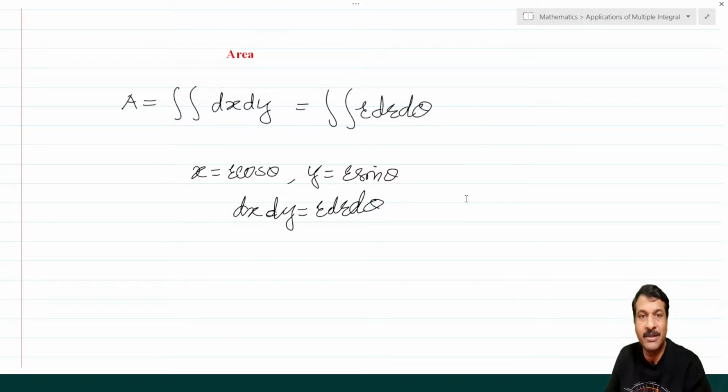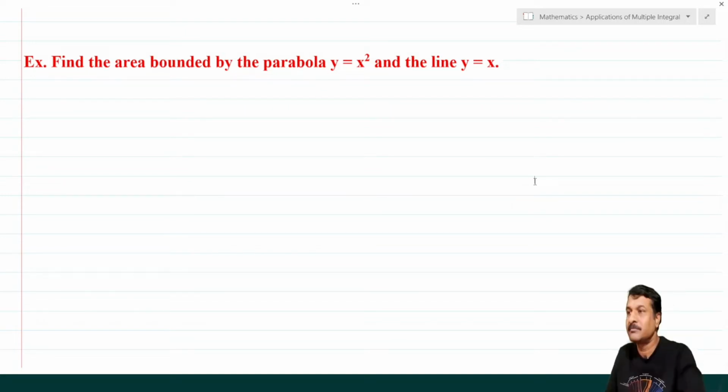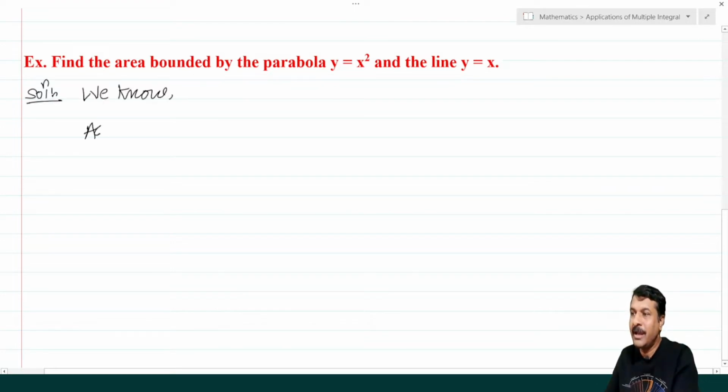Let's consider one example. Find the area bounded by the parabola y equal to x square and the line y equal to x. Before starting this, you should know how to decide the limits, so you must go through all videos of double integration. So here, it is very clear that the formula we know is area equal to double integration dx dy, because the given curves are in Cartesian form.